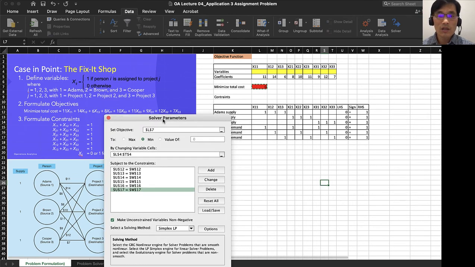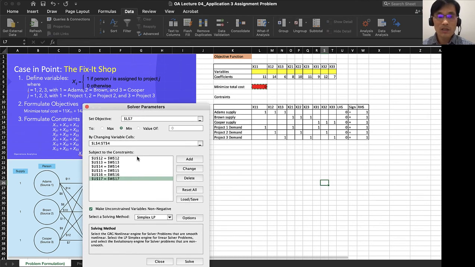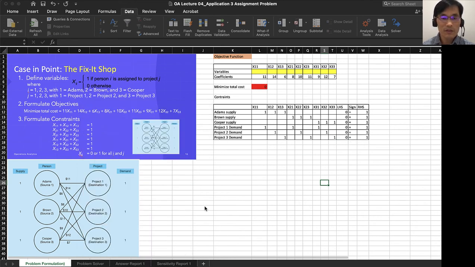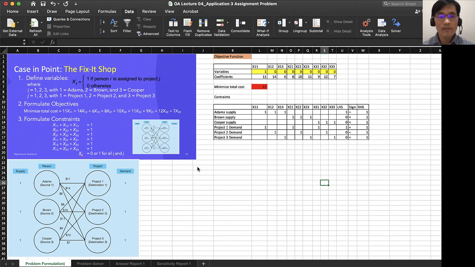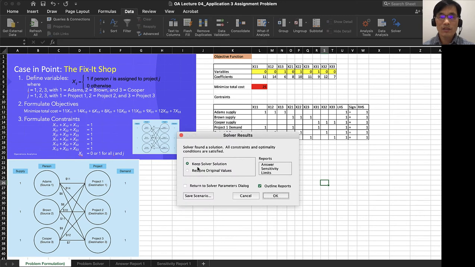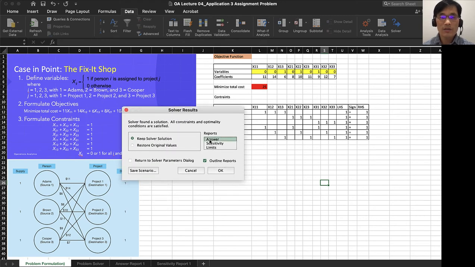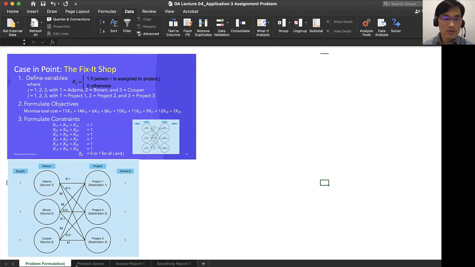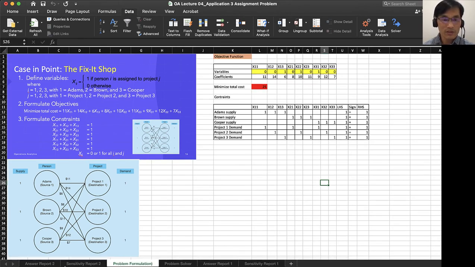So Adam supply I12 to W12 and so forth are good, and this is the simplex method. Solve. It's solving, and answer and sensitivity analysis. So we have that answer there, right?